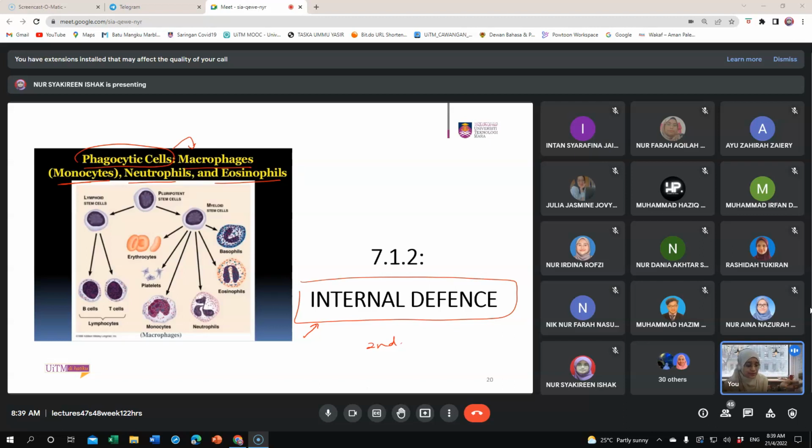Okay, so you have to know that specific phagocytic cell. Sebab kalau lymphocyte, macam contohnya B cell or T cell, it cannot engulf pathogens, only certain white blood cells. Okay.